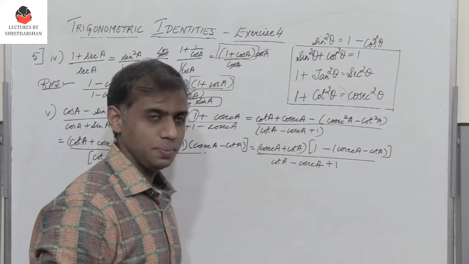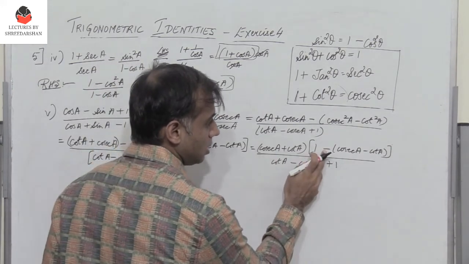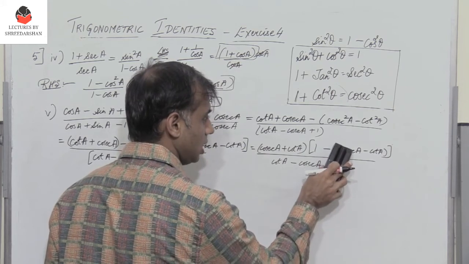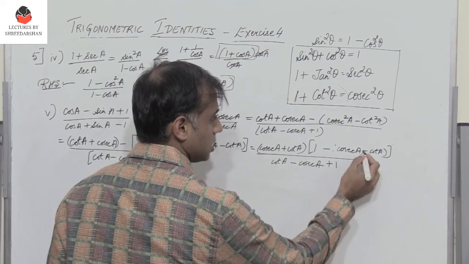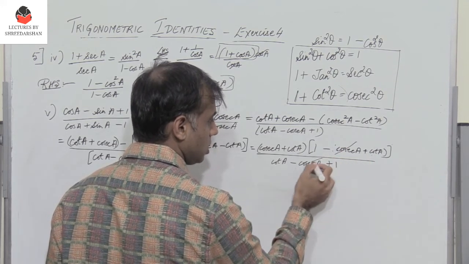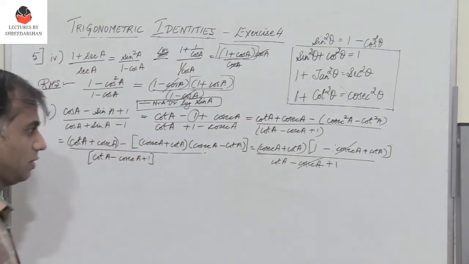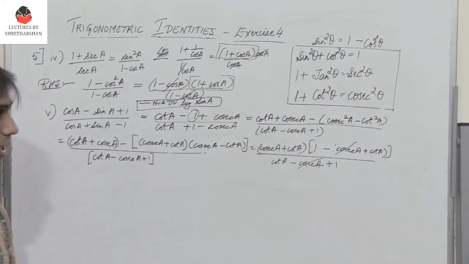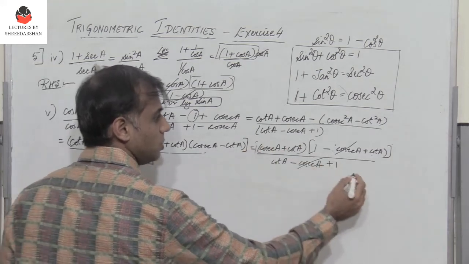Aren't these two the same? So if I remove the brackets, I get minus cosecant A, isn't it? So it becomes minus cosecant A and you get plus cot A. So this is cot A minus cosecant A plus 1. So these two get cancelled. So finally we are left with the final answer, which is cosecant A plus cot A, and that is what we have to prove. So it has been proved.